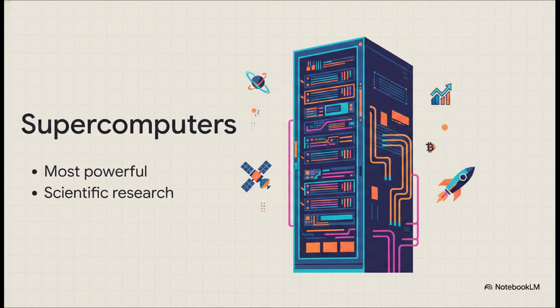At the absolute top of the food chain, we have supercomputers. These are the most powerful, the biggest, the fastest, and definitely the most expensive computers on Earth.